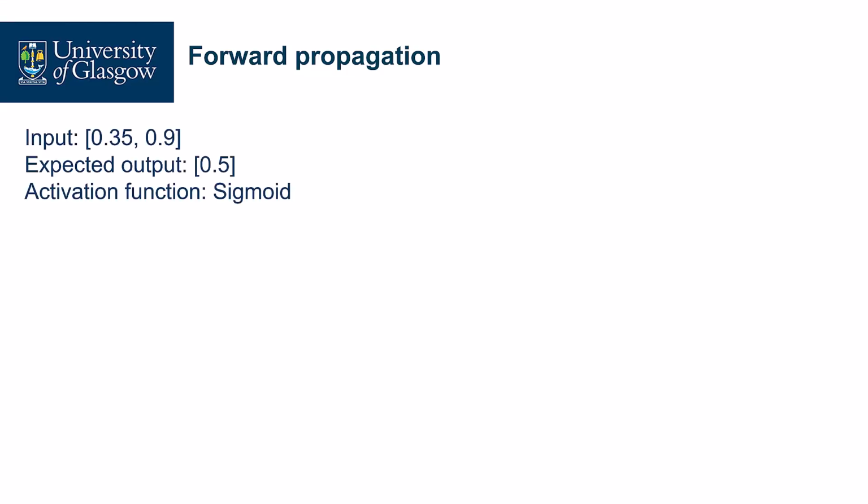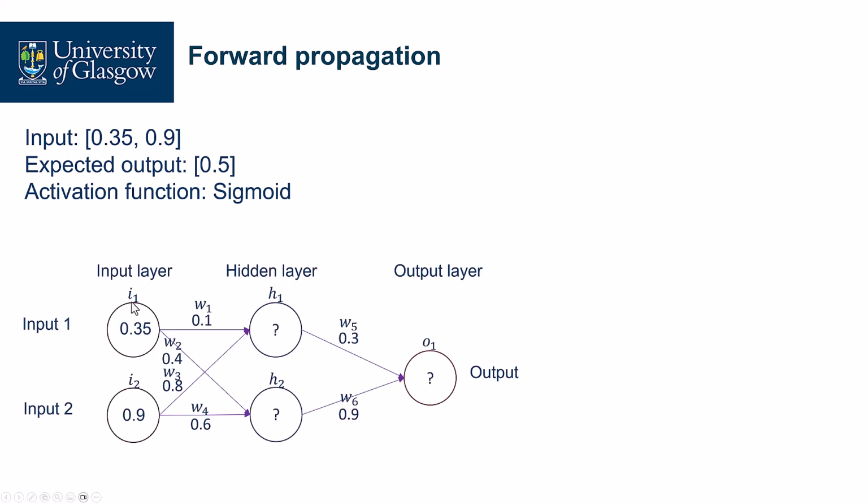So let's consider a neural network. In the input layer, we have two neurons, right? And the expected output here, we expect it to be 0.5. And the activation function in every neuron is a sigmoid, right? Also, to make it simple to demonstrate, I don't consider the bias in each neuron. So I take each bias to be 0 for simplicity. But in reality, these will be different numbers.